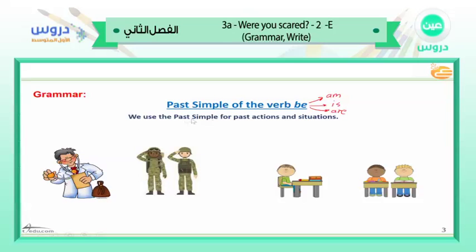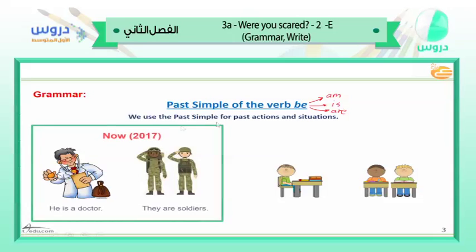Okay, we use the past tense. What is the past tense? Listen, we use the past tense for past actions and situations. Let's take an example. So, this is now in 2017. This year is 2017. We know that. And this is a doctor. So, we are saying he is a doctor.